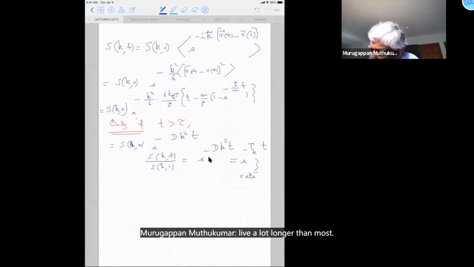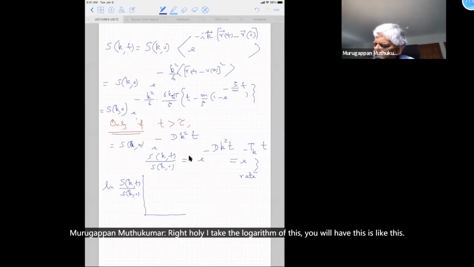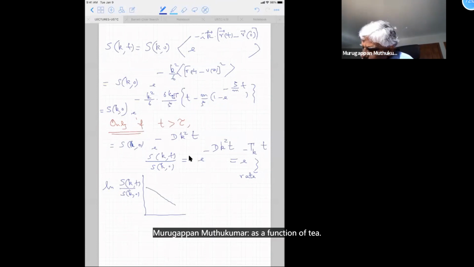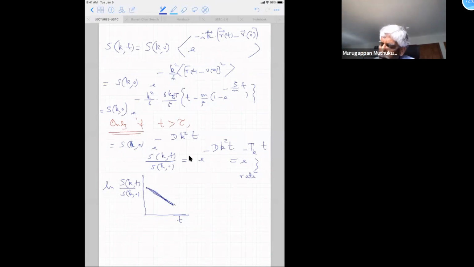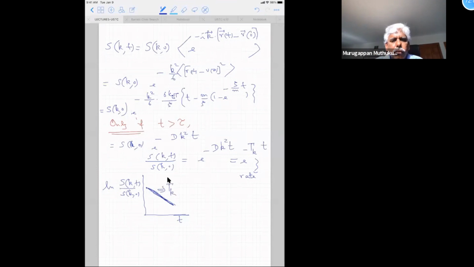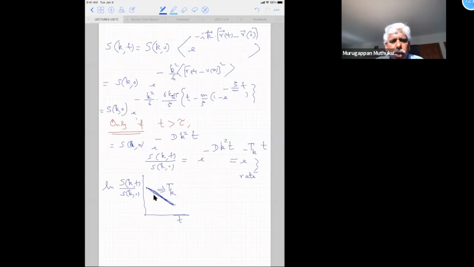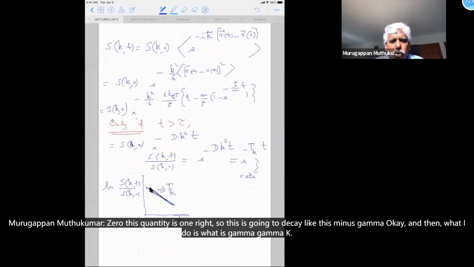Right? Therefore, if I plot logarithm of S of k,t divided by S of k,0, then you'll have a result like this as a function of t. It's exponential, right? And that gives me a slope, which is the rate, gamma k. Logarithm of exponential of this is simply minus gamma k t. And at t equal to 0, this quantity is 1. So this is going to decay like this, minus gamma k.